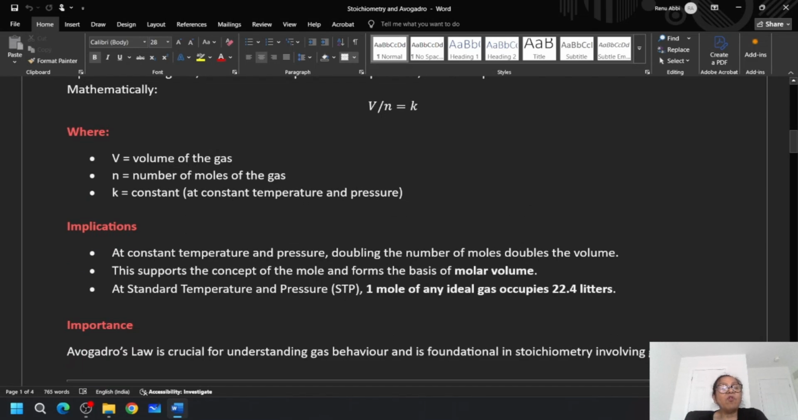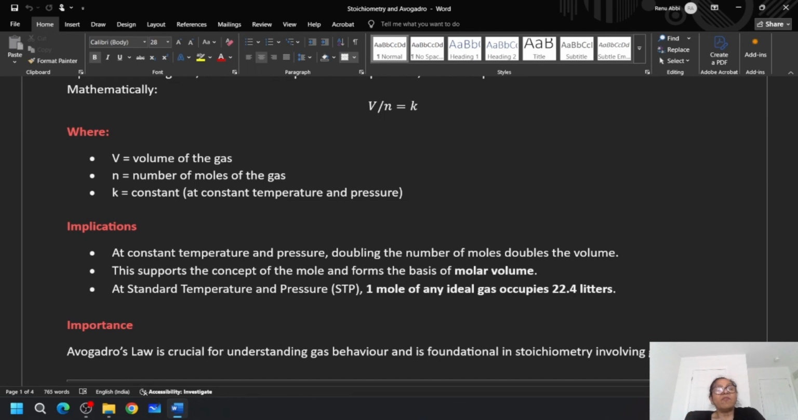Now, where can this law be applied? At constant temperature and pressure, doubling the number of moles doubles the volume. Meaning when temperature and pressure are constant, the volume is directly proportional to the moles. So if the volume is doubled, then the moles are also doubled.